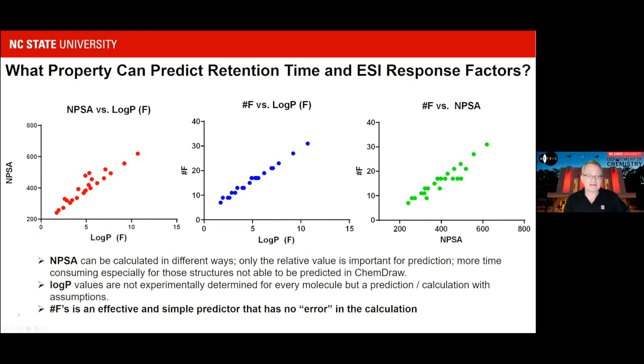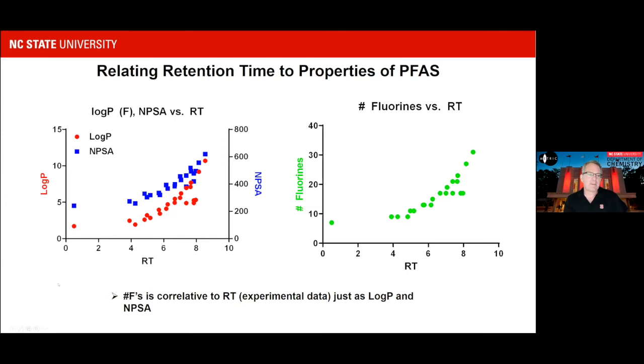And so trying to standardize this by just counting fluorines, which any of us can do, and we will all come up with the same number, would seem like a very logical thing. And it turns out it's all really correlated. And then if we look at log P versus retention time by reverse phase chromatography, you can see nonpolar surface area in blue and log P in red. And then over here on the right-hand side, number of fluorines versus retention time. So everything basically follows the same predictability.